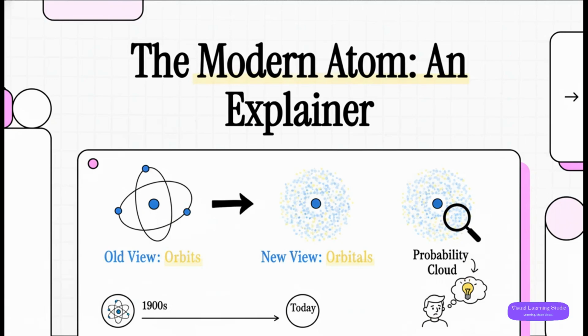Hey there. You've definitely seen that classic logo for an atom, right? You know the one, a little ball in the middle with a few other little balls zipping around it like tiny planets? Well, what if I told you that entire picture is just wrong? Today, we're going to tear that old idea down and find out what an atom actually looks like.